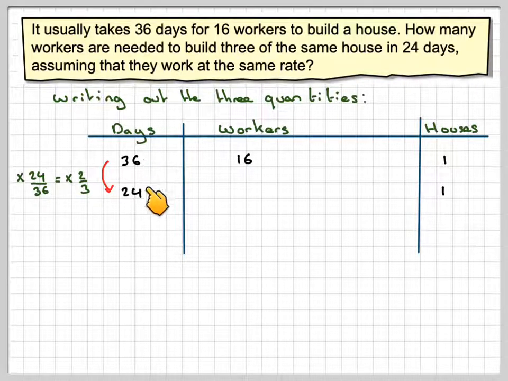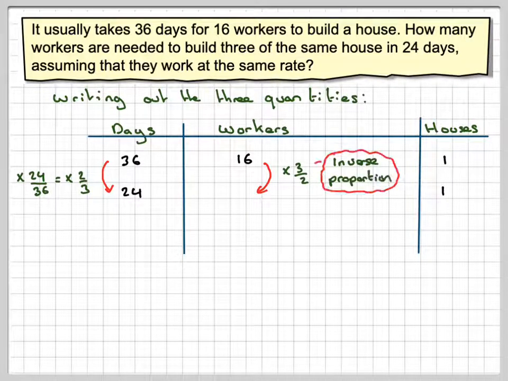So the number of days is going down, but what that will mean is I will need more workers. So this is the inverse proportion. And therefore I will need to multiply this side by 3 over 2, the inverse of this. This is inverse proportion. And 3 over 2 times 16 gives me 24.